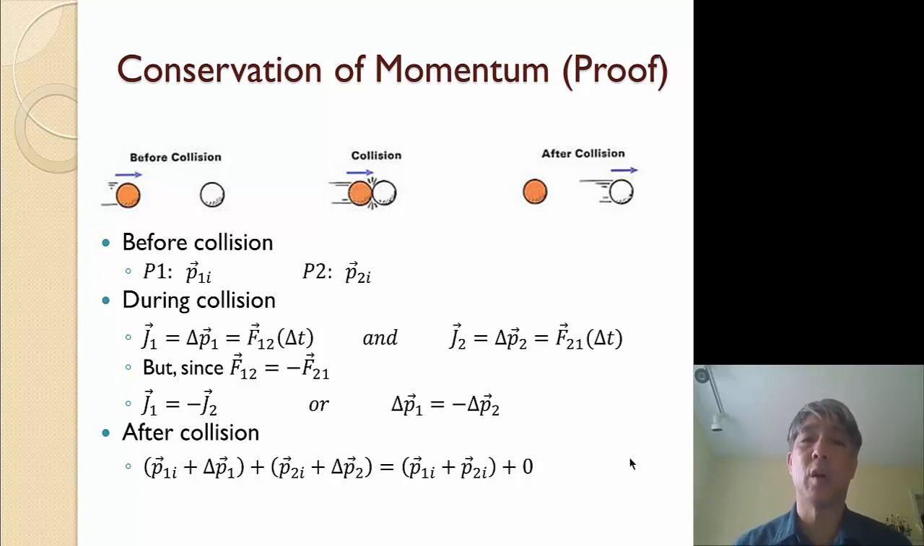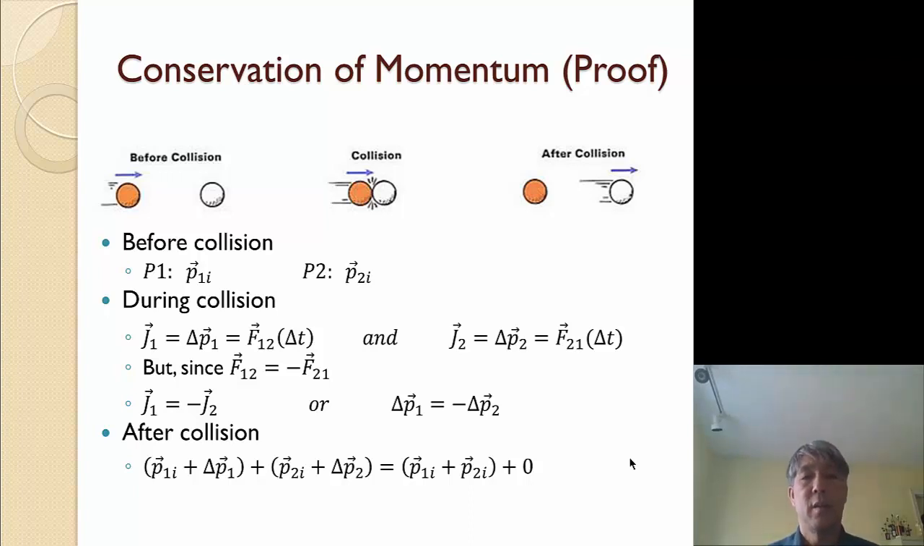Doesn't really matter what those values are, okay? Just understand that they both have momentums. It may be zero, but they have a momentum. During the collision, the white ball creates an impulse on the orange ball, and the orange ball creates an impulse on the white ball.